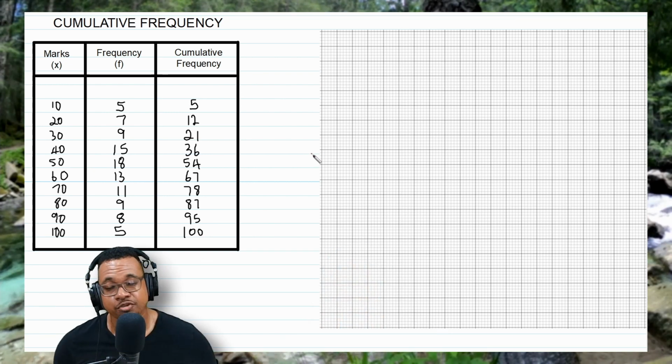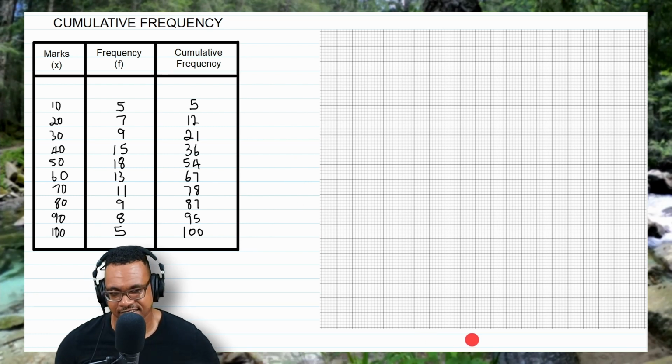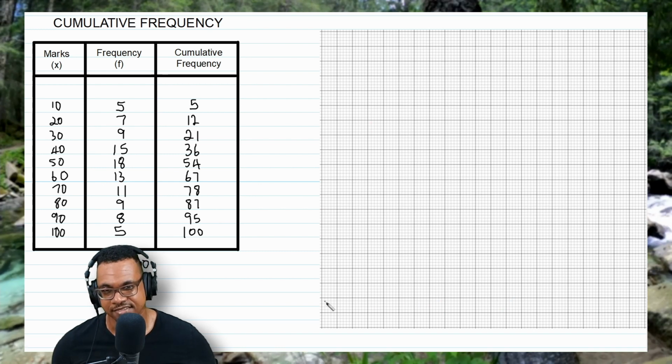So now it's time to draw the cumulative frequency curve. So what I'll have is cumulative frequency on the y-axis and the marks on the x-axis. So now I'll draw, label, and number the x and y-axis.